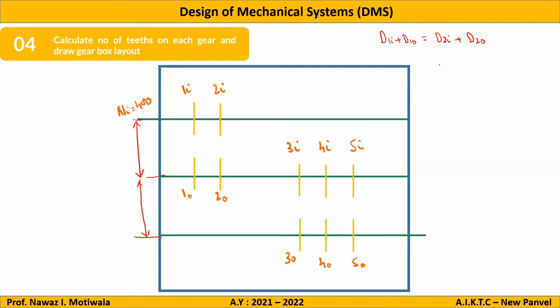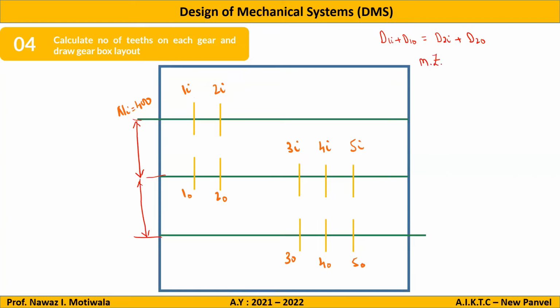Now if I want to convert this diameter into number of teeth, what is the relation? You have studied in Machine Design 2. If I want to find out number of teeth, what is the relation between diameter and number of teeth? Module से, sir, find number of teeth. So what was that relation? You are correct, module से find करेंगे. So basically diameter is nothing but module multiplied by number of teeth.